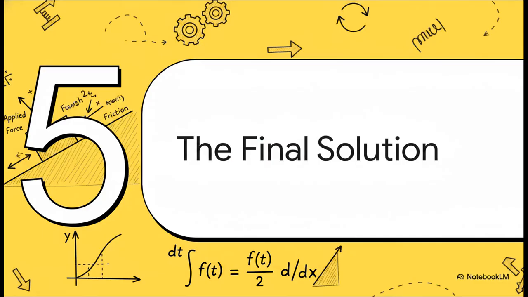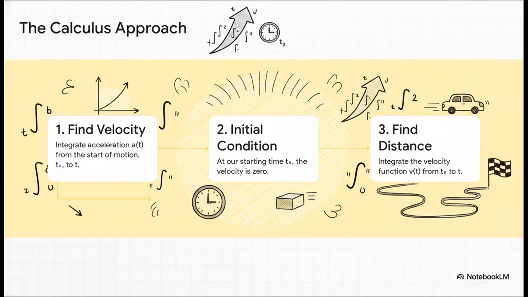So what do we do? Well, when our basic formulas aren't enough, we have to bring out the big guns. And in physics, that means it's time for a little bit of calculus. Let's walk through how this gives us the final answer. It's a really logical two-step process. First, to get from acceleration to velocity, we integrate our acceleration function. Then, once we have that, we integrate our new velocity function to get the distance. But, and this is the most critical part, our start time for both of these integrations is t0, not 0, because that's the moment the motion actually began.